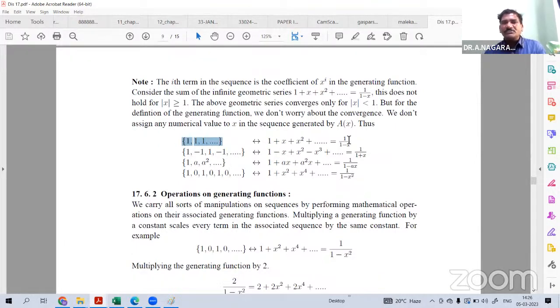So that is 1 plus x square plus so on. This is a series of the term 1 by 1 minus x. So 1 minus x whole to the power of n formula comes to 1 plus x square and so on. So these are formulas and their corresponding sequences.